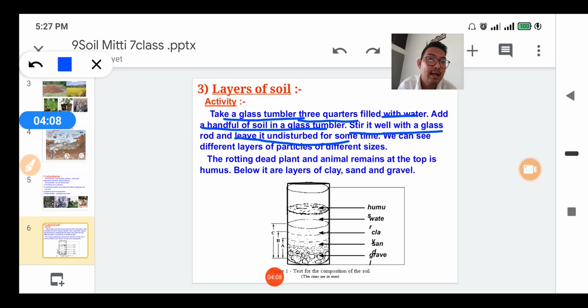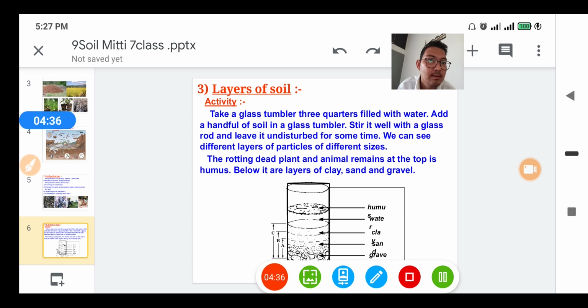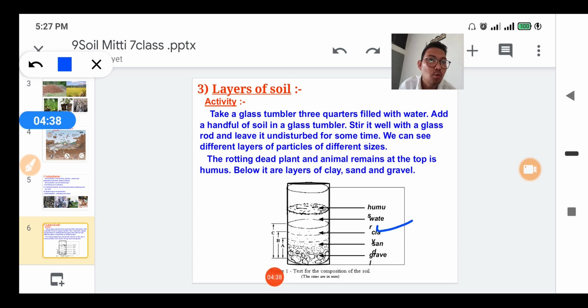The rotting dead plants and animals remain at the top, it is called humus. Below are the layers of clay, sand and gravel. Now there is some problem in the spelling here in the slide, so you should know this first one is humus and the second one is water, the third one is clay, the fourth one is sand, and the last one is gravel. Okay, its spellings are mentioned here.